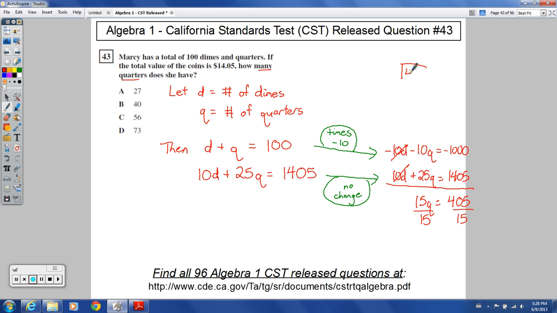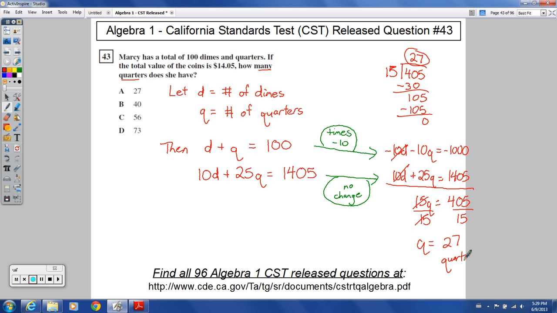No calculators allowed if you're taking the CST at least. We should be able to do this without a calculator regardless though. 15, how many times does that go into 40? Looks like 2 whole times. It would be 2 times 15, 30. We'd have 1 left over. And I know that 7 times 10 would be 70. 7 times 5 would be 35. If I put 70 and 35 together, I do in fact get what I see right there, 105. So no remainder. 27 is my value for Q when I divide 405 by 15.